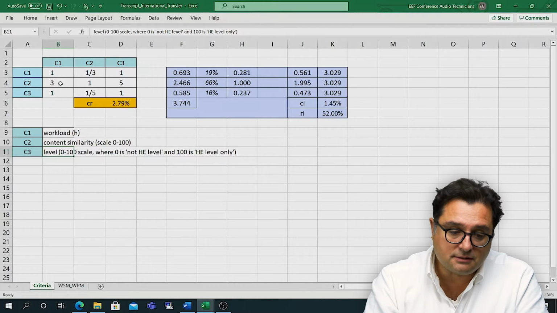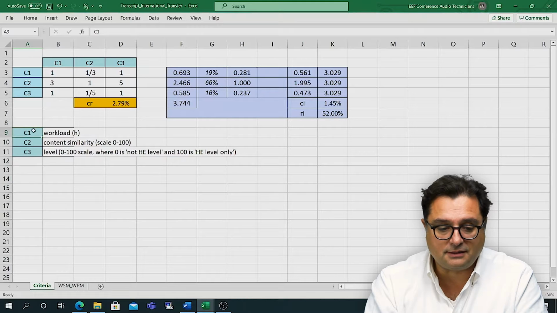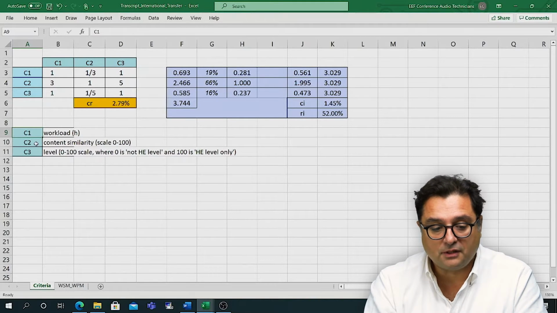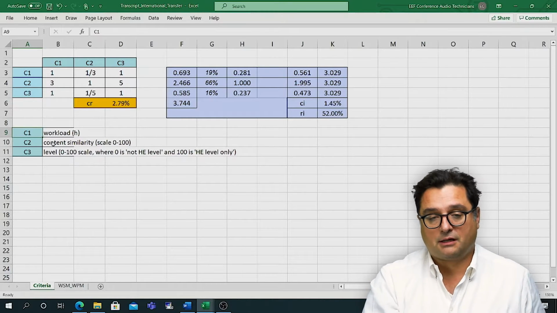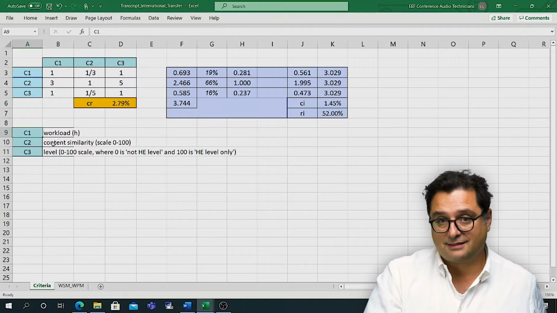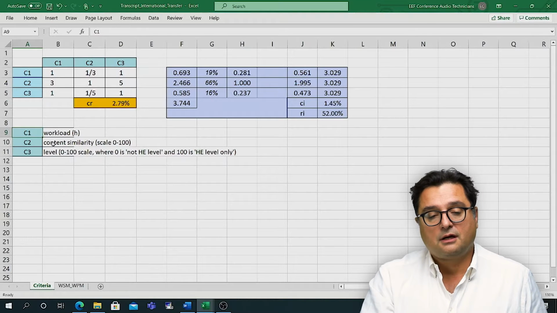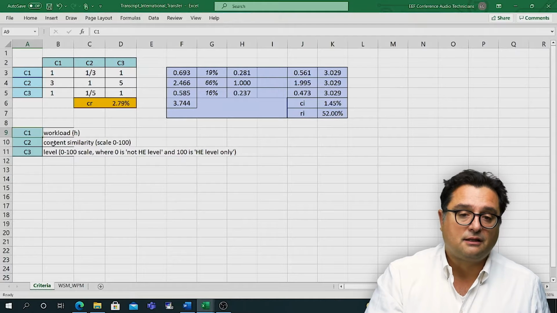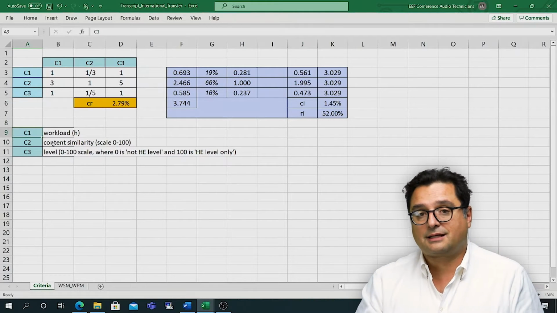So for this task, we have identified three criteria: the C1, that is the workload in hours; the C2, that is the content similarity, where we have a scale: the more similar, the closer to 100, the less similar, closer to 0; and the C3, that is the level of higher education content. We can say, for example, that if it is 100, then it is only higher education level content. If it is 0, then it is exactly the opposite.